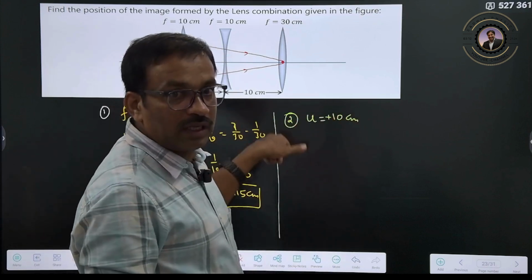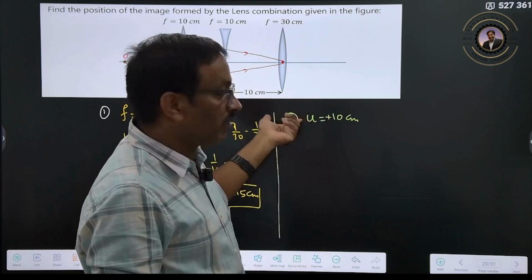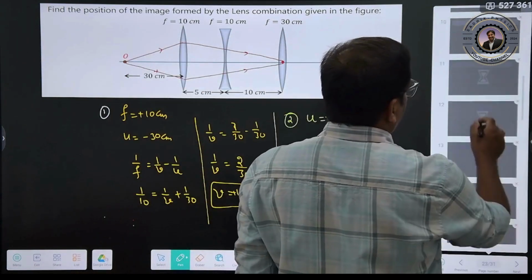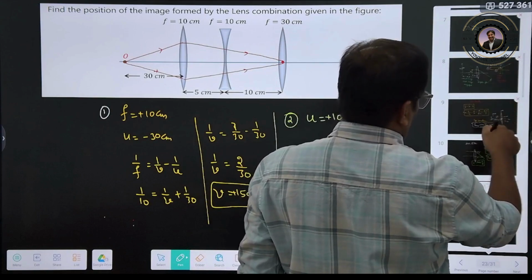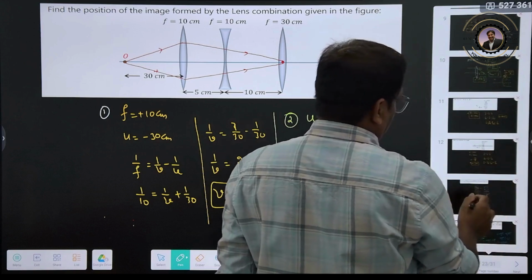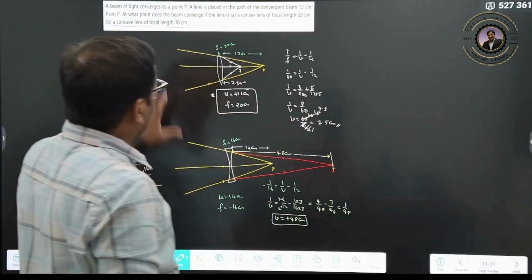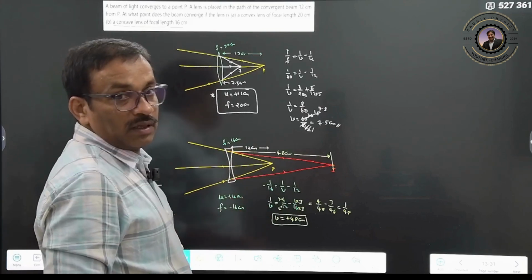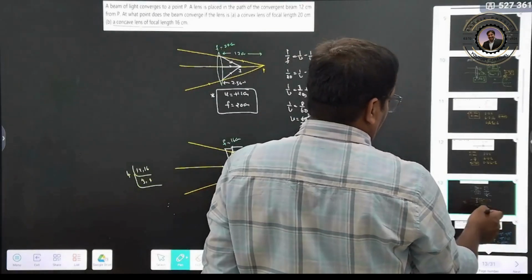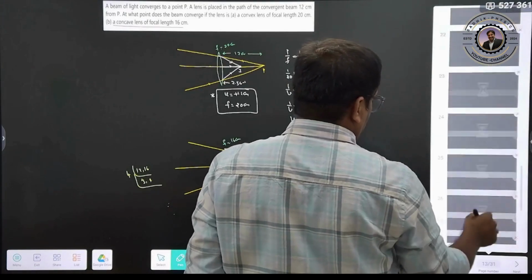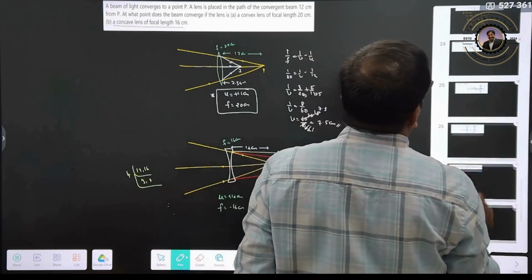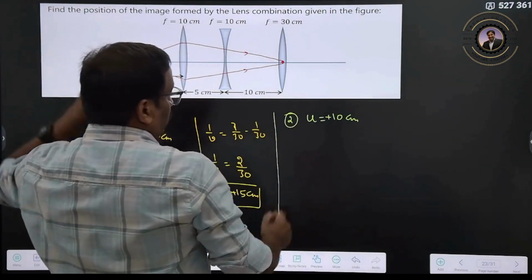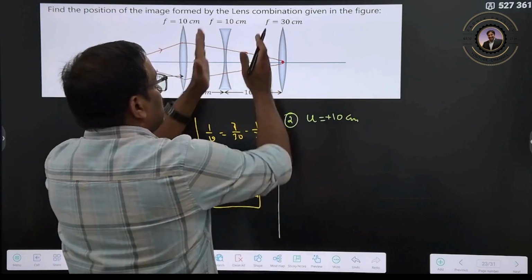If you are seeing this video, I already discussed a converging beam concept question, so I will show you here. Here the converging beam is meeting, therefore we took u as plus. Clear? Same concept, same way. That's why I selected this question here. Now u is plus, not minus, because the converging beam is on this side.